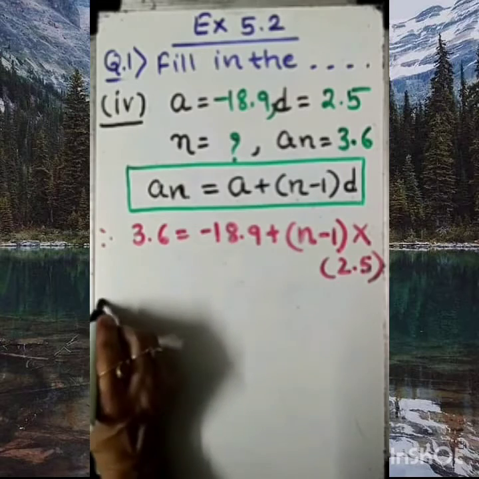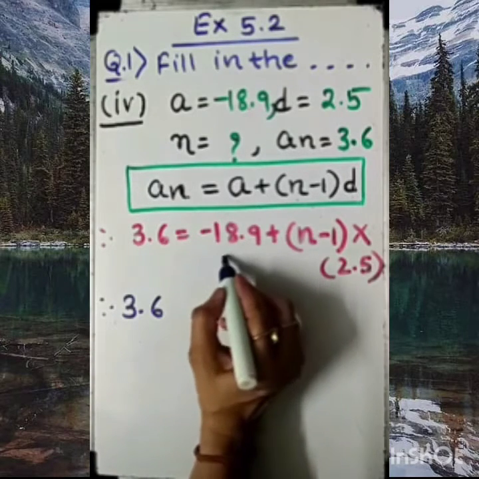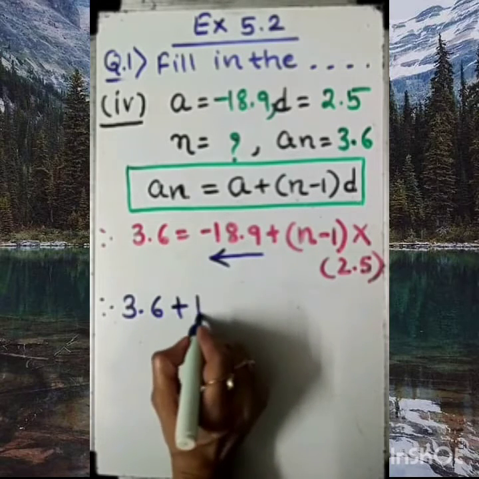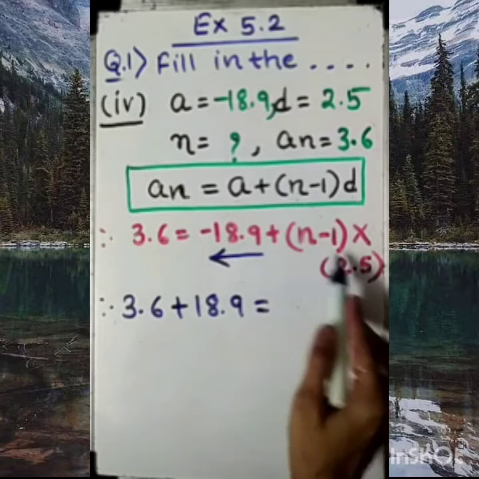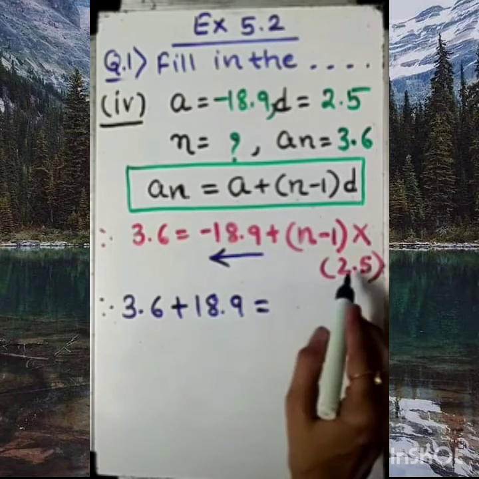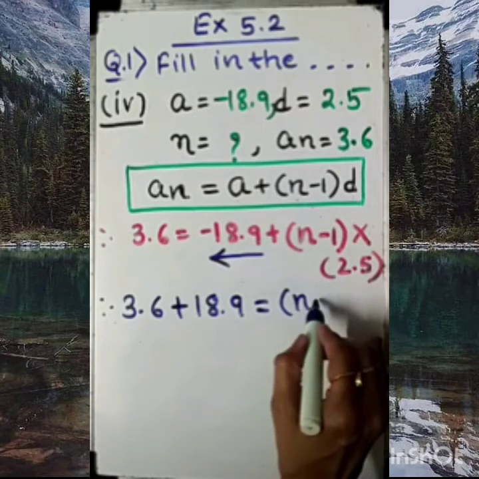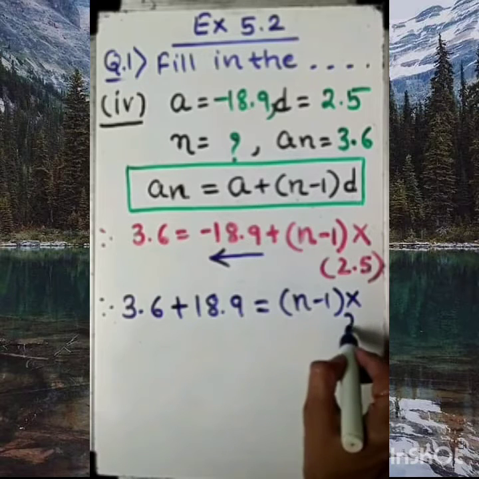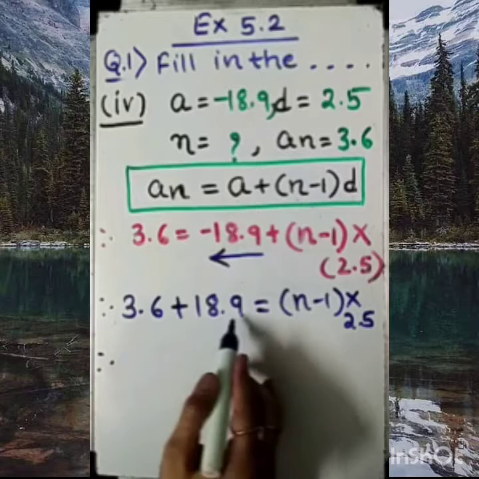Now in the next step, 3.6 is already this side. I am bringing this minus 18.9 to the left side, which is plus 18.9. And this side you can see here 2.5 and this is n minus 1. So I need to mention n minus 1 here, multiplied by 2.5. Now let's have the sum of this.